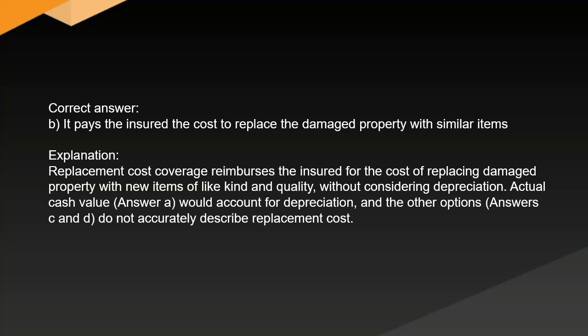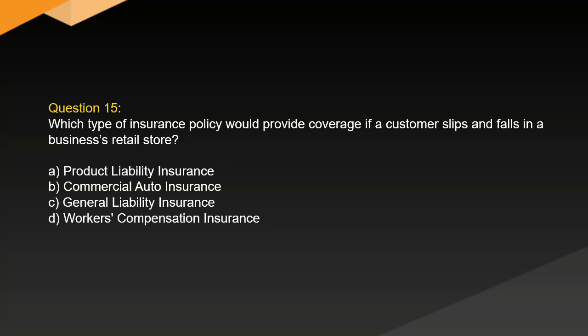It pays the insured the cost to replace the damaged property with similar items. Explanation. Replacement cost coverage reimburses the insured for the cost of replacing damaged property with new items of like kind and quality without considering depreciation. Actual cash value, answer A, would account for depreciation, and the other options, answer C and D, do not accurately describe replacement cost.